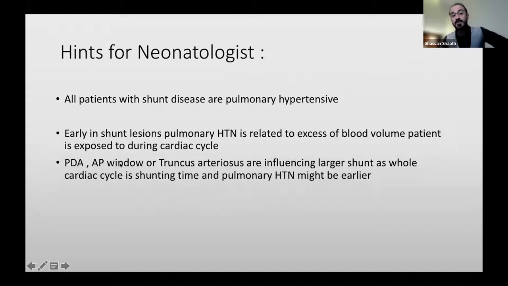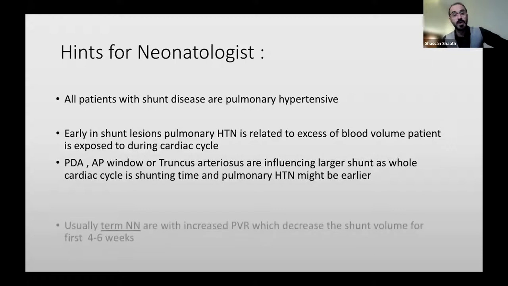BDA and AB window, or truncus arteriosus, are influencing larger shunts. These shunts are beyond the semilunar valves, and they induce a larger shunt through the whole cardiac cycle, and subsequently the pulmonary hypertension might ensue earlier.